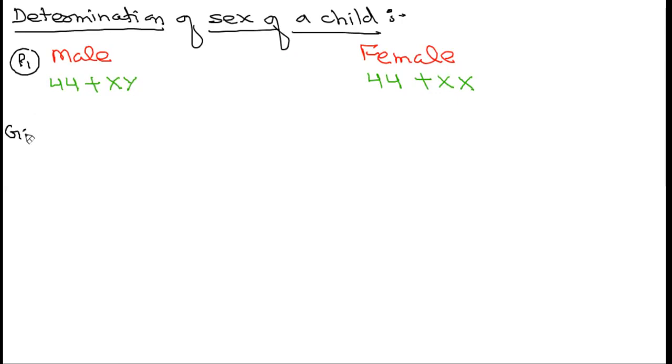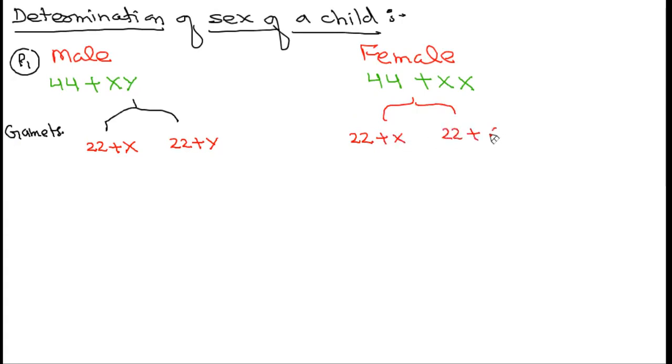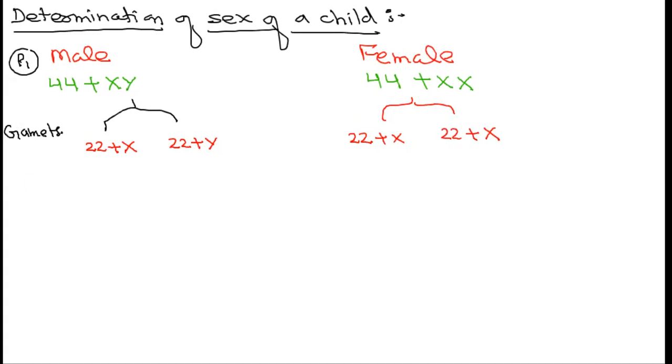Second step is gametes. So it will separate out as 22 plus X and 22 plus Y, and 22 plus X and 22 plus X. So this is the same as that of your monohybrid cross.